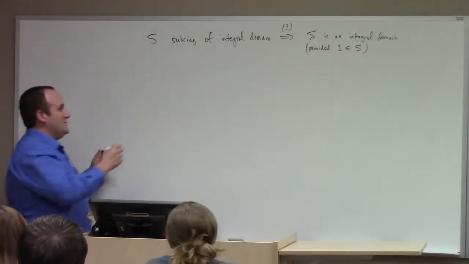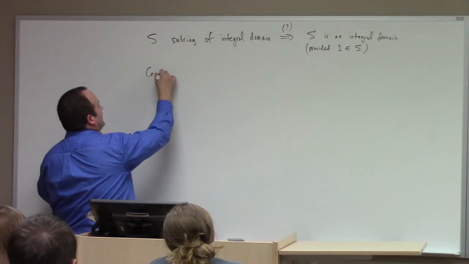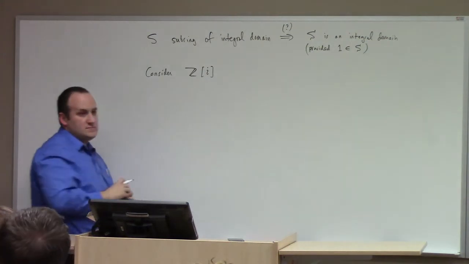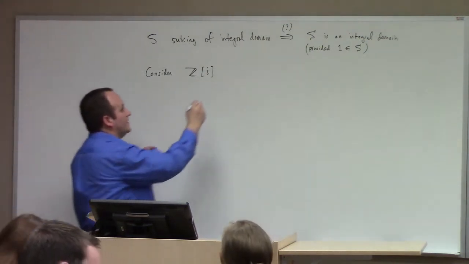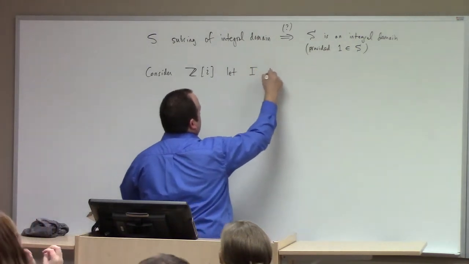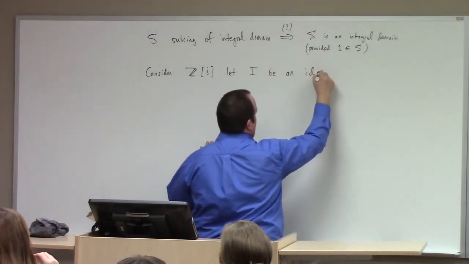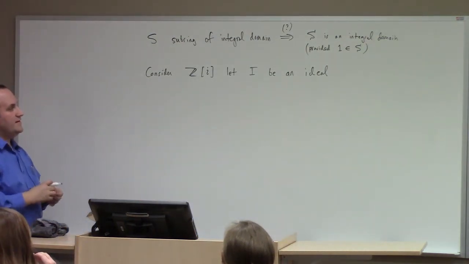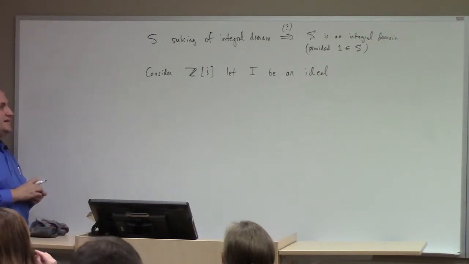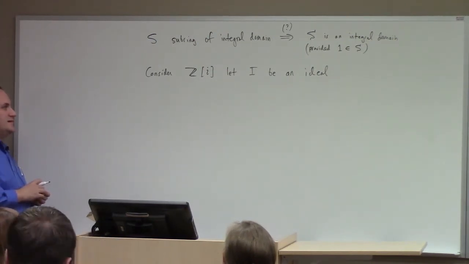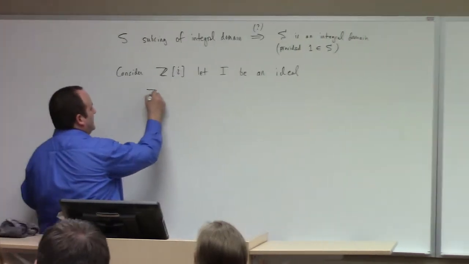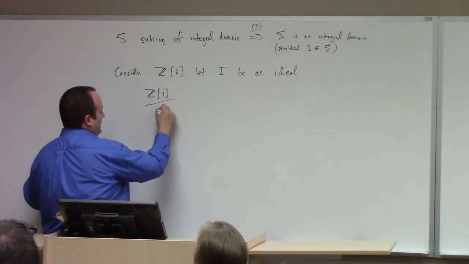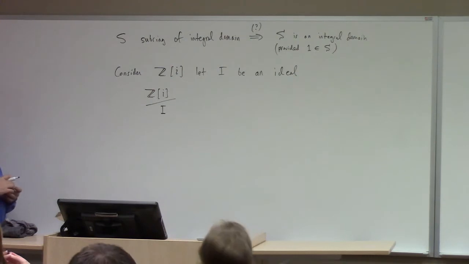So, more to my point, consider the Gaussian integers, right? And suppose you have an ideal. All right. I guess for this to make sense, I feel like this ideal needs to what? I mean, I feel like we're going to have trouble claiming that Z[i] mod I is an integral domain. Is that an integral domain?